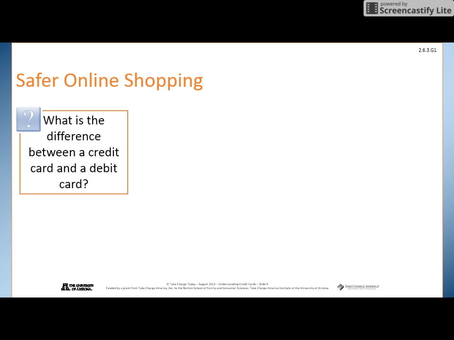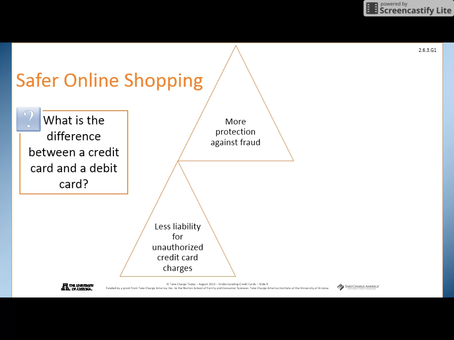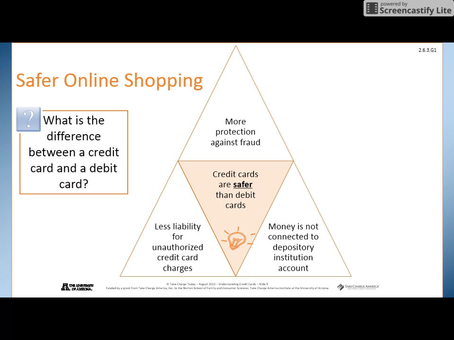Safer for online shopping. What's the difference between a credit and a debit card? More protection against fraud, less liability for unauthorized credit charges. Credit cards are safer than debit cards, and money is not connected to your bank account or depository institution account.